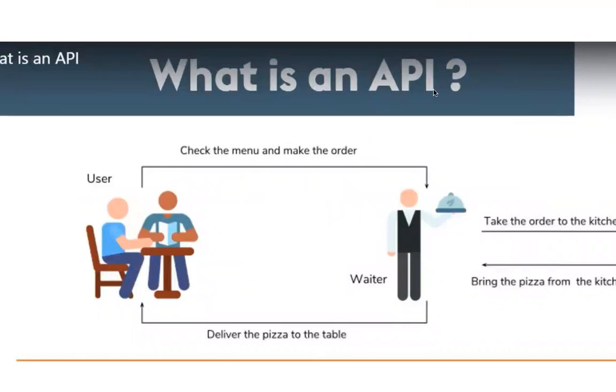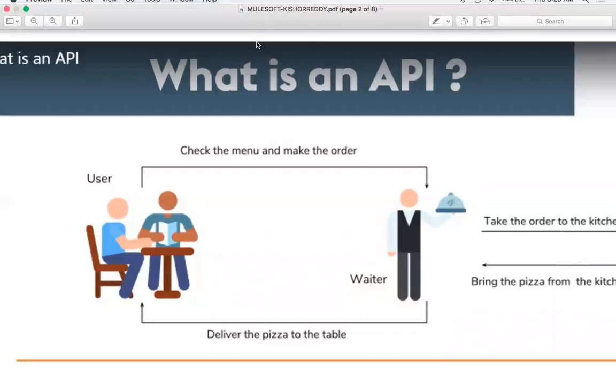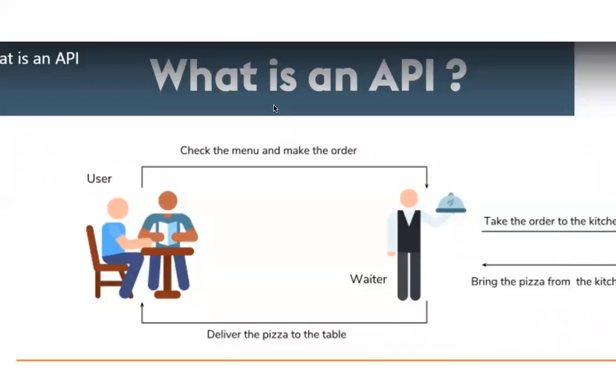Without knowing this API, you already use these APIs in so many places. I'll tell you where you used all these APIs. You went to a restaurant, right or wrong? I hope everyone went to a restaurant. So once you enter the restaurant, what will you do?